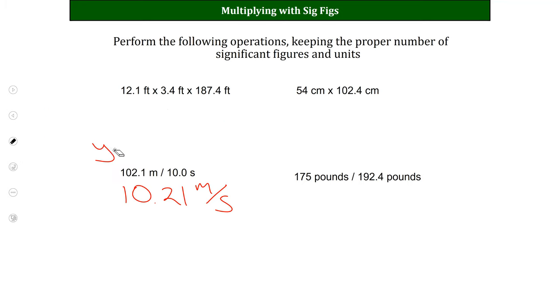And how many sig figs are we keeping? Three. 10.0 is 3 sig figs. 102.1 is 4 sig figs. So we're going to keep 3. So 10.2 meters per second.